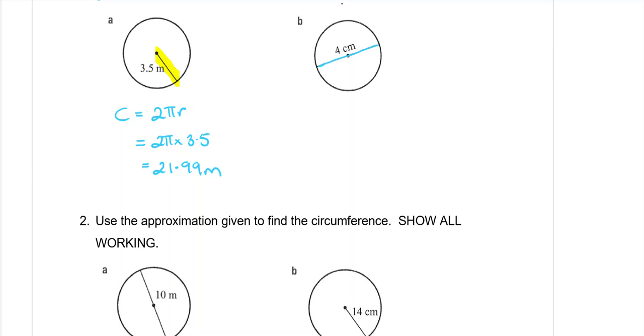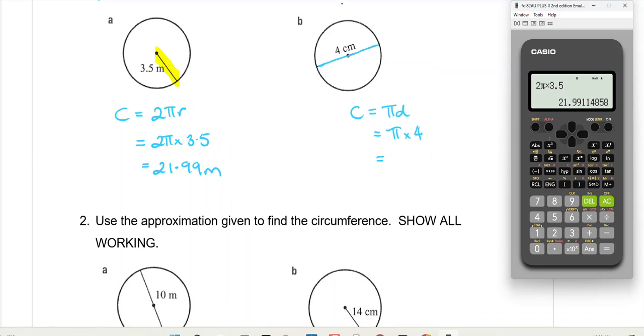In question B, the line goes all the way from one side of the circle to the other, so that is a diameter, which means we need to use C equals pi d. Okay, second line, we sub in the diameter is 4. Pi times 4. Third line, we type it in, which is 12.56, but the 6 after that will round it up, so we need 12.57.